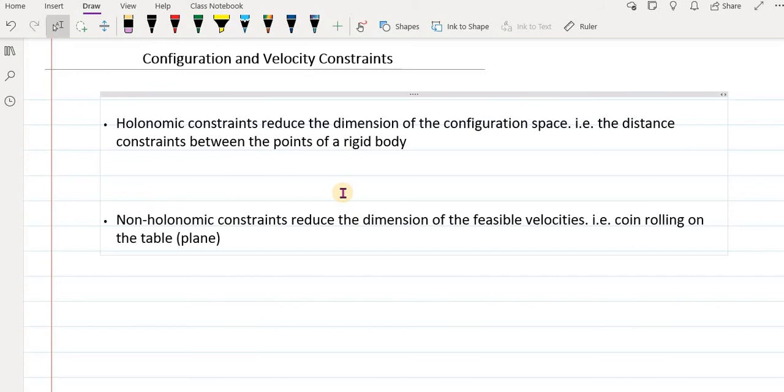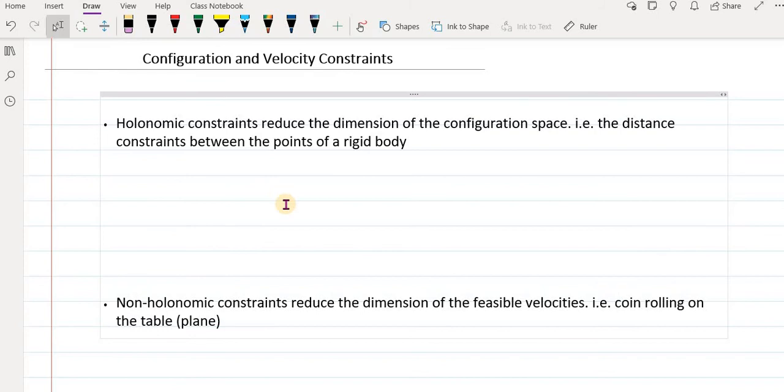So we already talked about constraints, when we talked about the degrees of freedom of the coin or a rigid body, and there we talked about the constraints. So what a constraint does, especially a holonomic constraint, it reduces the dimension of the configuration space. For example, if your configuration space was 2D, and if you put one constraint, then it will become 1D. And the best example we have is the distance constraint between the points of the rigid body. We already have seen this.